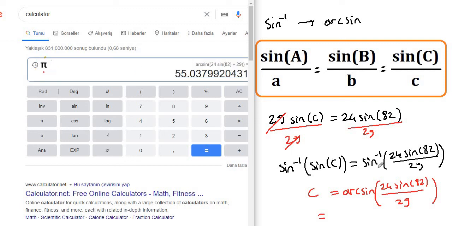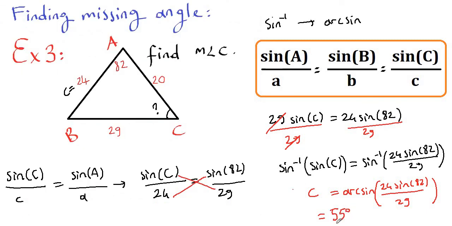So the answer is 55 degrees. So nearest degree is 55. So we know that angle measure of C is 55. If they were looking for both angle C and angle B, then what would you do? Would you do law of sine again? No, you don't need that. You can directly use angle sum. So angle A plus angle C plus angle B has to be equal to 180. So angle B is 180 minus 82 plus 55. So that's the measure of this angle.